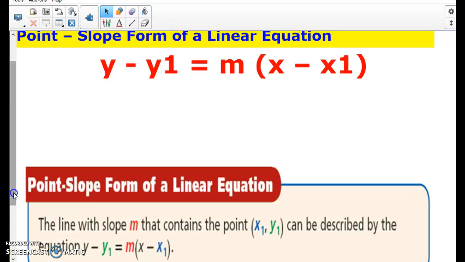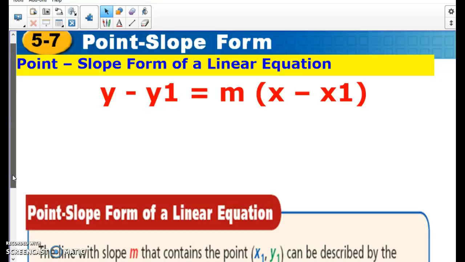This is kind of going along with 5-6, except not as much graphing. So we are plugging numbers into this formula. Really no math involved, we just have to remember what all of these mean.